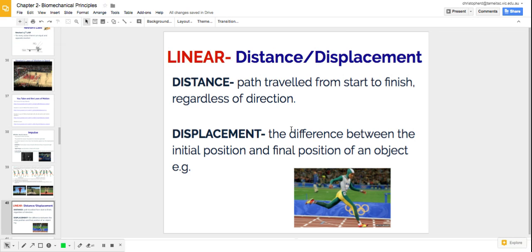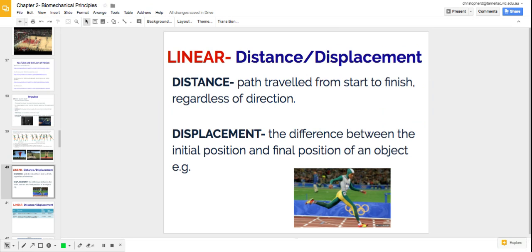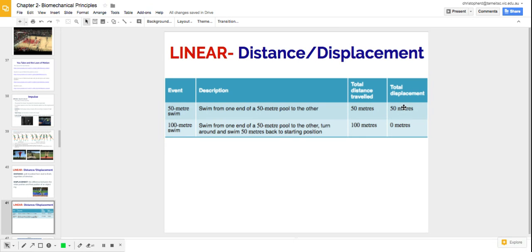Displacement, though, is the difference between an initial position and the final position of an object. And if we look at it here, we can discuss it. So if we're looking at a 50-meter swim, if we swim from one end of a 50-meter pool to the other, the distance traveled is 50 meters. So in terms of displacement, we're talking about the distance from final position to initial position, it's 50 meters.